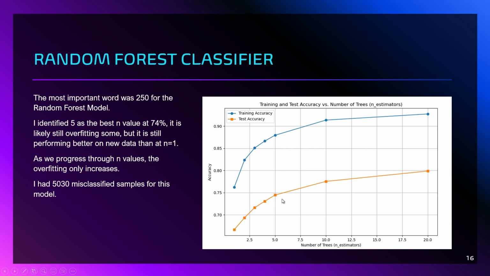It's slightly overfitting just a little, but it's still performing better than data down here at n equals 1 when it's less than 70%. I tried to minimize the gap between these, but results in general weren't great for this model. I had 5,030 misclassified samples.